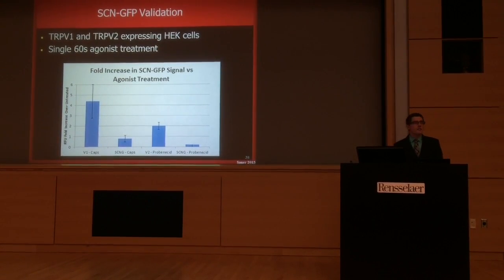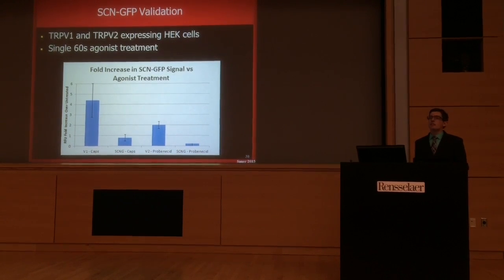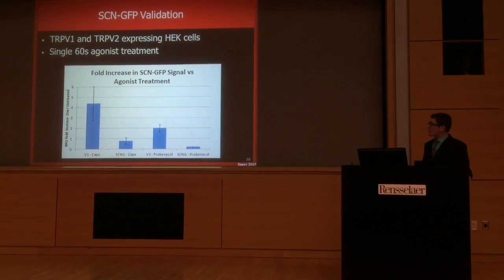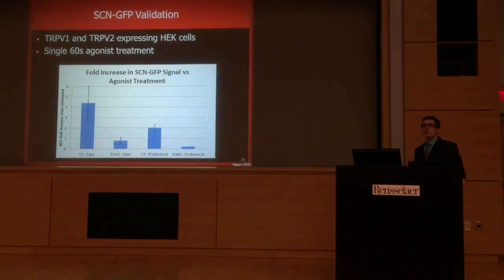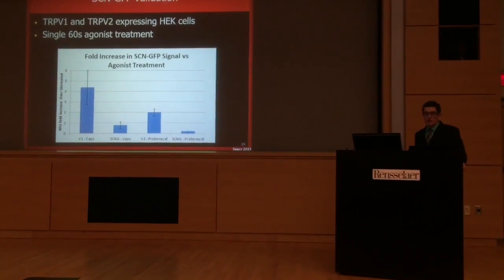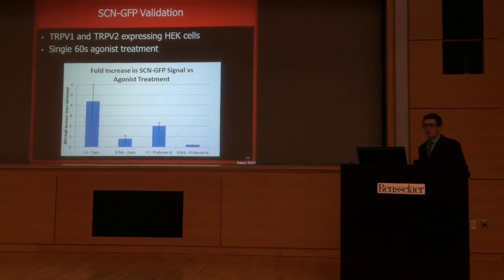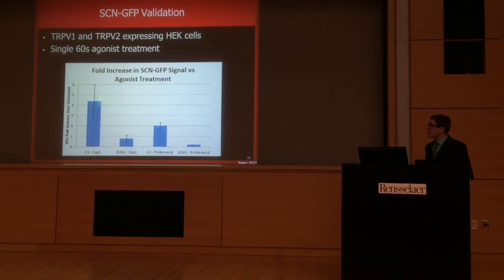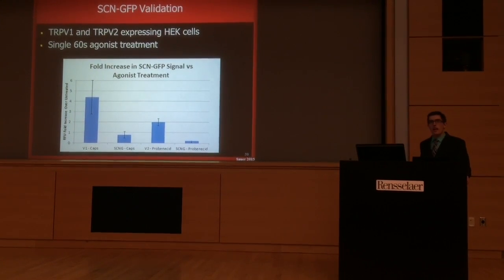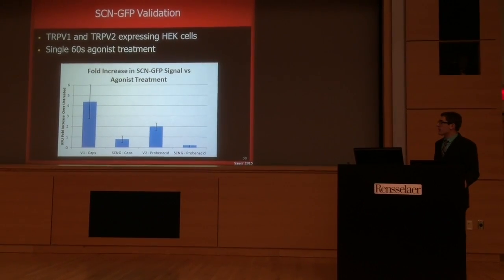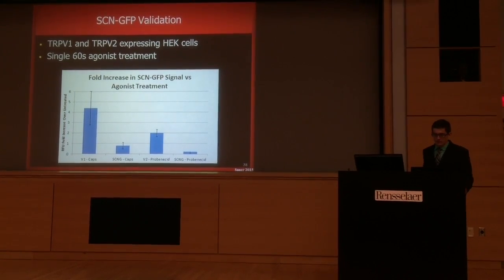First, we wanted to validate the sensitivity of this reporter. So would it be able to see a single activation of a channel? So for TRPV1, and just to check also TRPV2, we added a 60-second dose of the agonist. So we would chemically open all the channels and then measure the response. And indeed, we've got quite a nice dynamic range for cells that express the channel in response to their agonist, and no background from cells just expressing the reporter, here SCN GFP.